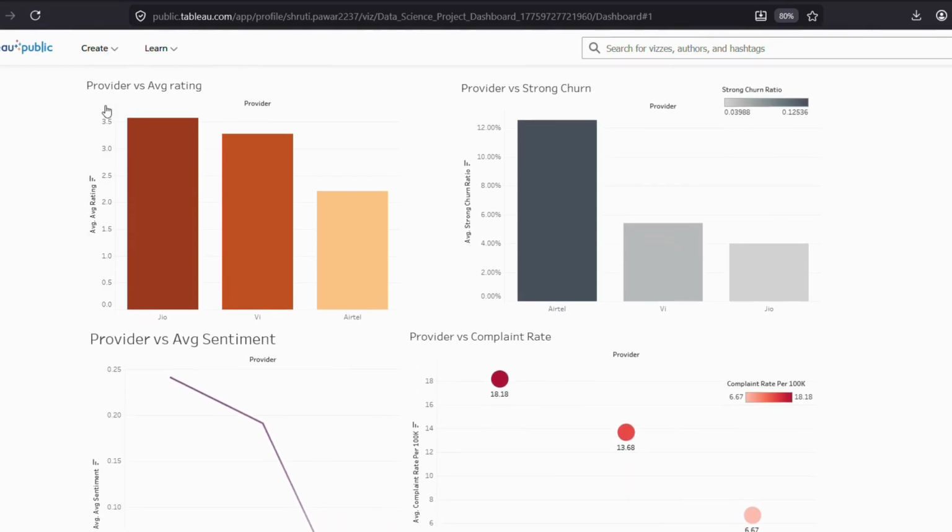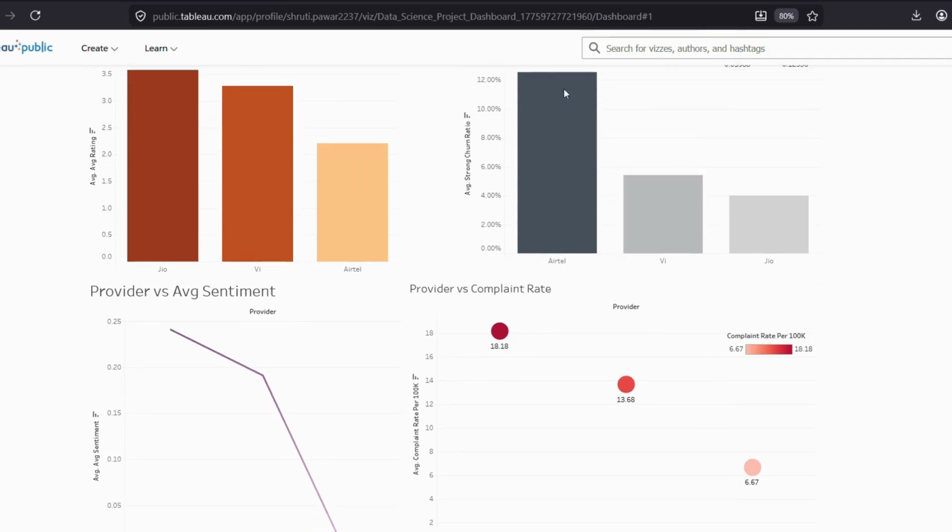Now, coming to the comparison charts. This is a bar chart showing average rating by provider. It helps compare customer satisfaction level. From this, we can see that Jio has the highest rating, while Airtel has the lowest. Then coming to the provider versus churn chart. This chart represents churn risk using percentage values. Airtel has the highest churn, indicating a higher risk of losing customers, while Jio has the lowest one.